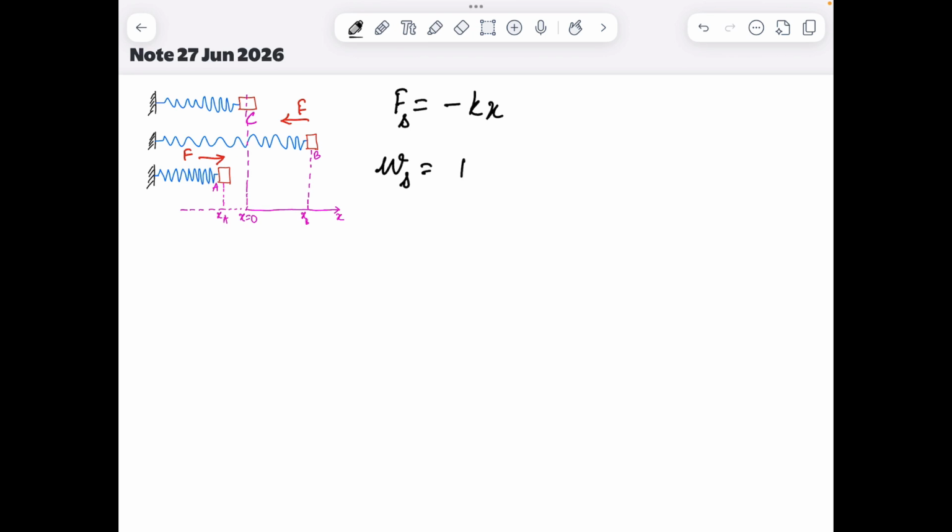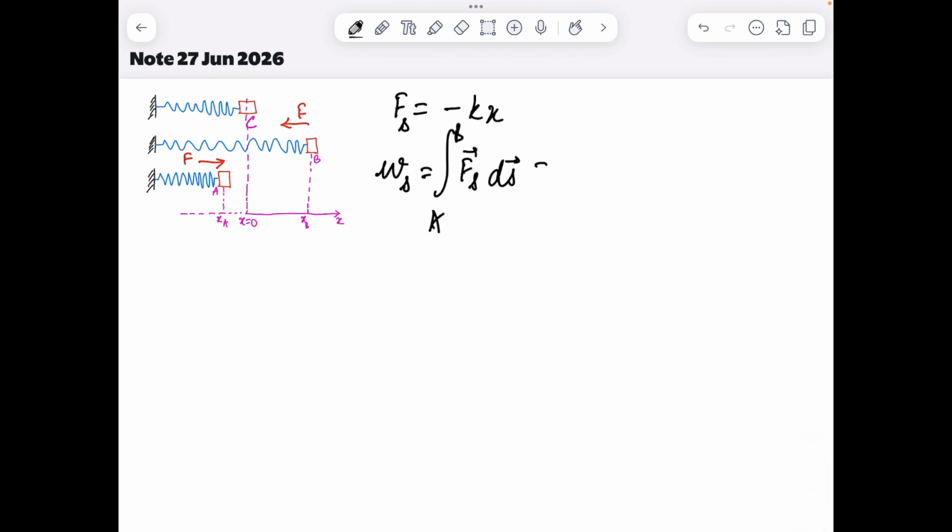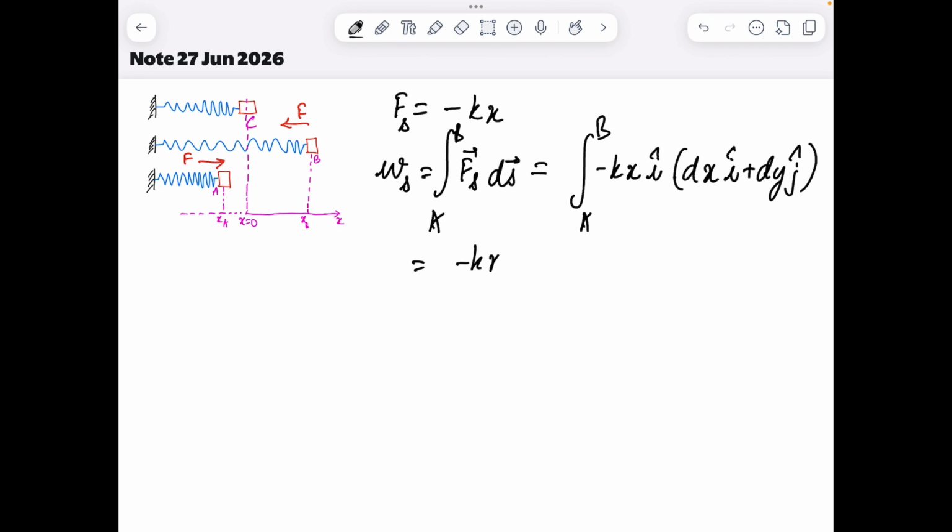That would be integral of F dot ds vector from point A to B. That would be minus kx i cap dot dx i cap plus dy j cap, integral from A to B. Of course, that would be minus kx dx integral from A to B, and that would be half k x_A square minus half k x_B square.